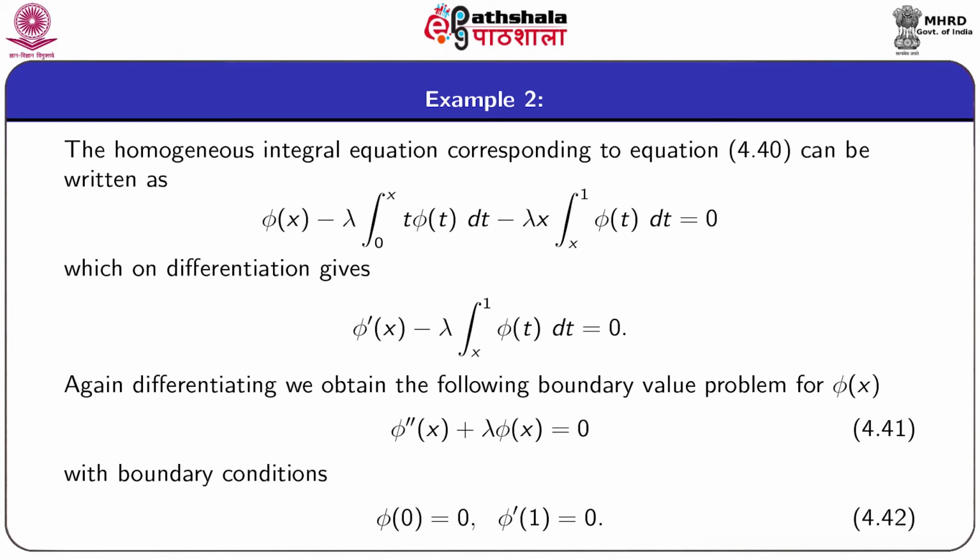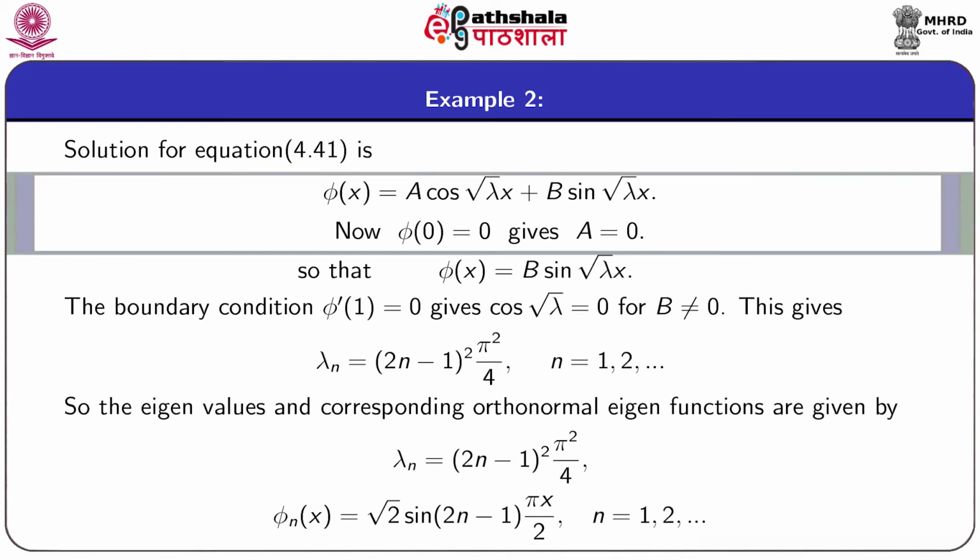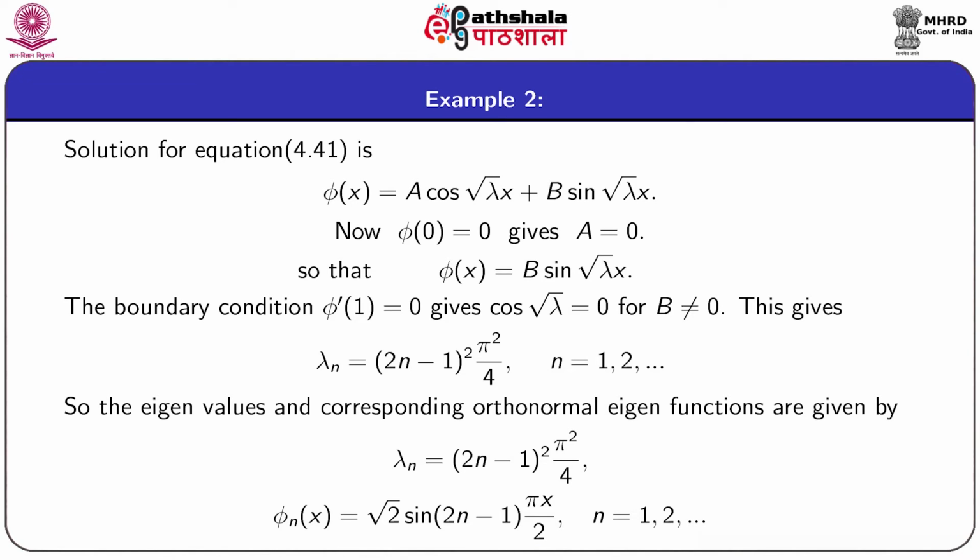Here prime means differentiation with respect to x. Now if we solve the boundary value problem 4.41 and 4.42, we obtain phi(x) equal to capital A cos(root lambda x) plus capital B sin(root lambda x). Using the boundary condition phi(0) equal to 0, we obtain capital A equal to 0, so that phi(x) is equal to B sin(root lambda x).